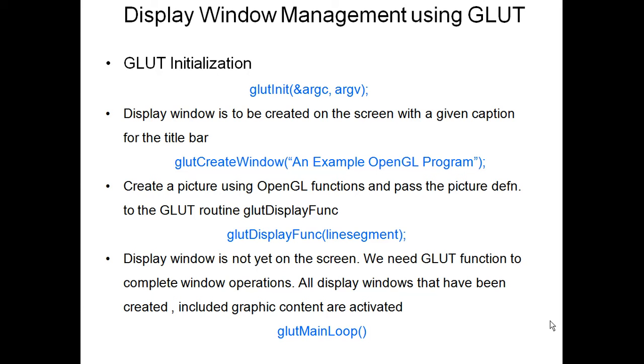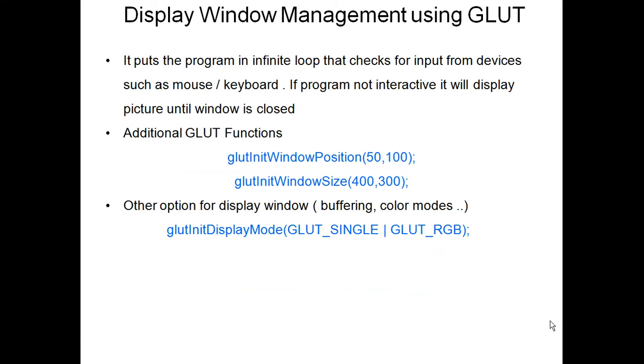The display window is not yet on the screen. We need a GLUT function to complete window operations. All display windows that have been created, including their graphics components, are activated. glutMainLoop() is used to put the program in an infinite loop that checks for input from devices such as mouse or keyboard. If the program is not interactive, it will display the picture until the window is closed. Additional GLUT functions are glutInitWindowPosition() and glutInitWindowSize(). Other options for the display window are buffering and color modes.